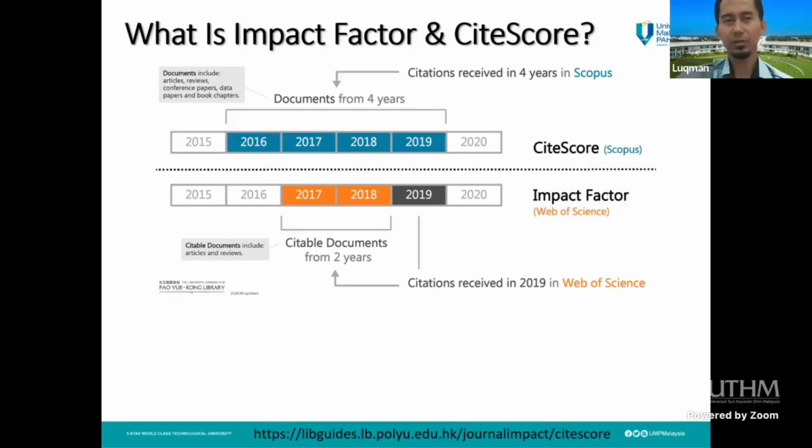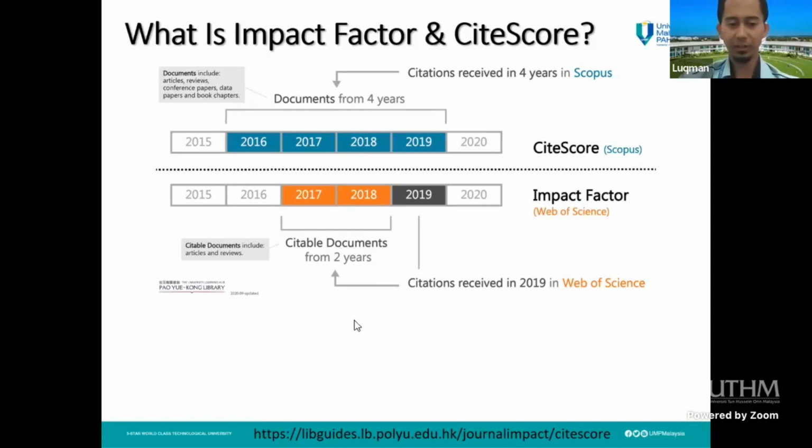So you ask, oh, is this one Scopus indexed or not? If the website writes a site score, then it means that it's Scopus indexed. If it writes an impact factor, then it means Web of Science. If there are both, it means it has both credentials. Okay, but the calculation is a little bit different.